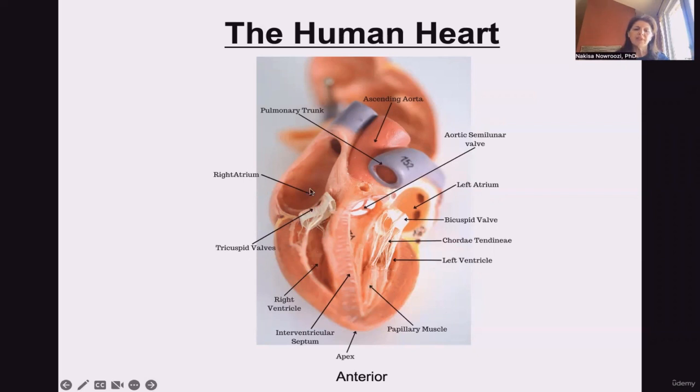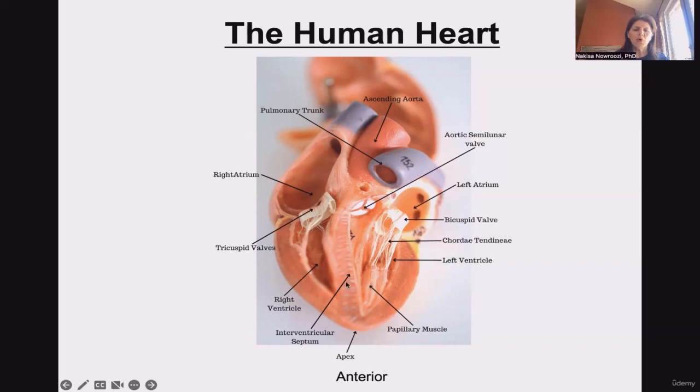The valve between the right atrium and right ventricle is called tricuspid valve. The valve between left atrium and left ventricle is called bicuspid valve. Both tricuspid valve and bicuspid valve are connected to these muscles called papillary muscles through chordae tendineae. These papillary muscles, when they contract, they pull these strings and open the valves, so the blood can stream from the atria into the ventricles.